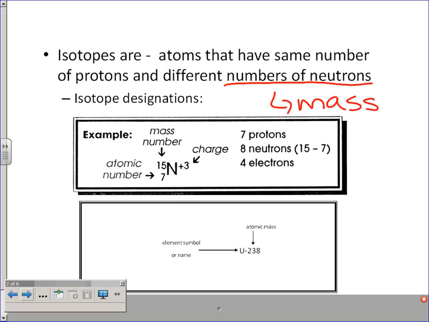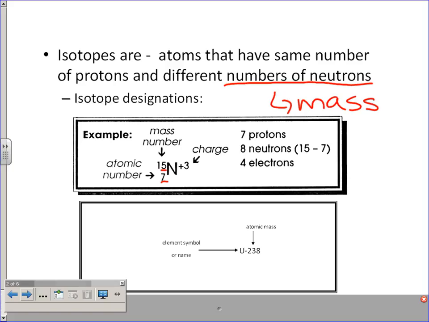So we have two ways we write it. The first is with the mass number and the atomic number. So mass number goes on top. That's why you see a 15 here. This is an isotope of nitrogen. The atomic number goes on bottom, 7, and then the charge goes in the upper right-hand corner.